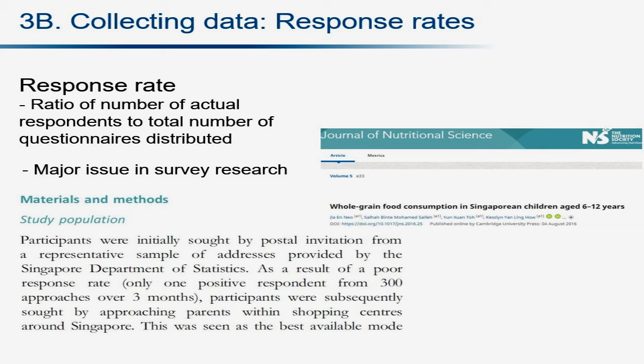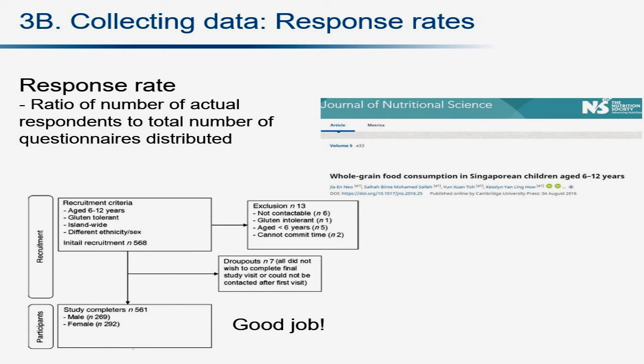Really good. As a result, the poor response rate, only one positive respondent from 300 approaches. That's like less than 1% response rate. They were creative enough to do something else, right? They then approached parents within shopping centers. This was seen as the best available mode. That's pretty creative, and it's actually a good job because this is what they got eventually.